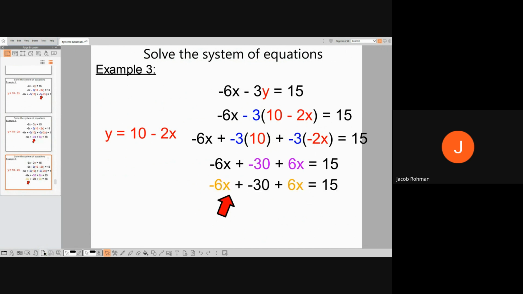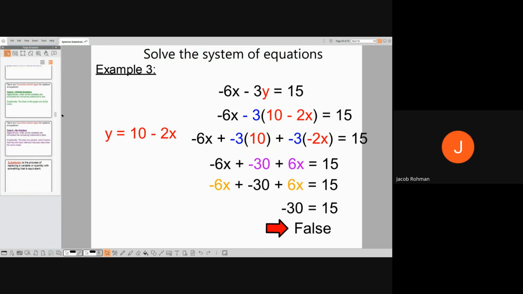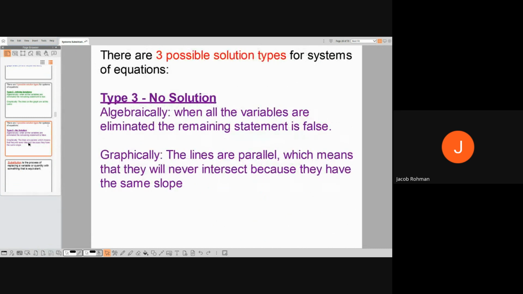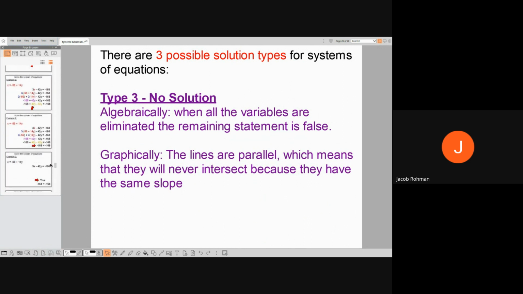And then we look at combining the like terms on the left side, which is the -6x and the positive 6x, which would be 0. So now that -30 just comes down, and then the 15 just comes down. And we're left with a false statement. And what that means is that we have basically the type 3. So algebraically, when all the variables are eliminated, the remaining statement is false. That's going to mean that we have no solution.